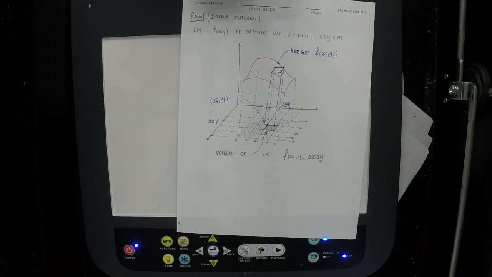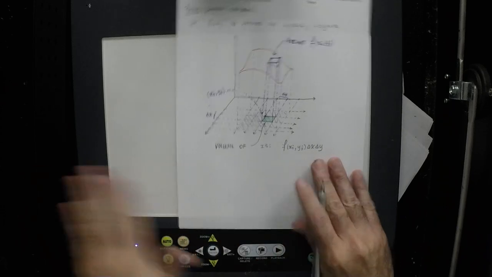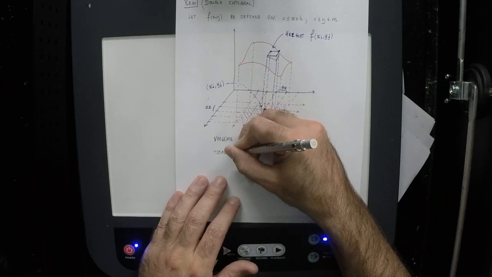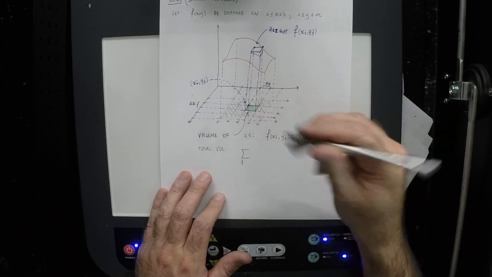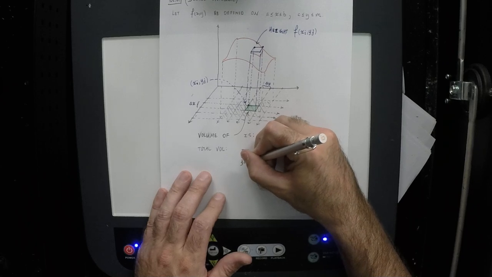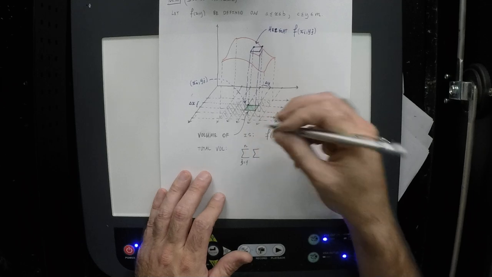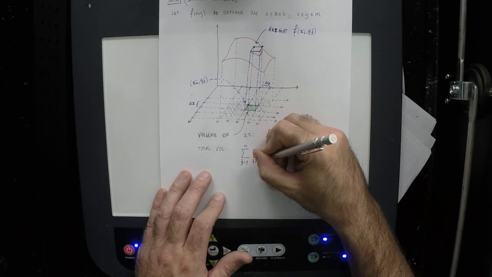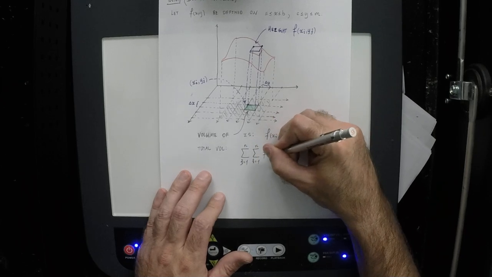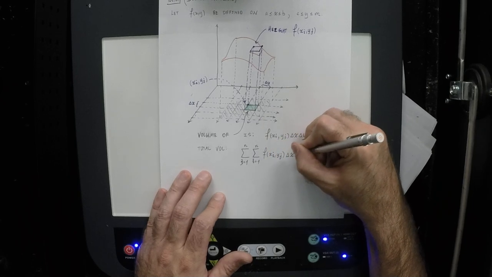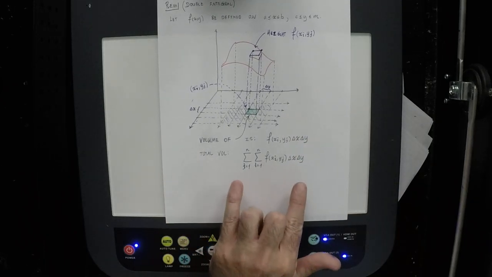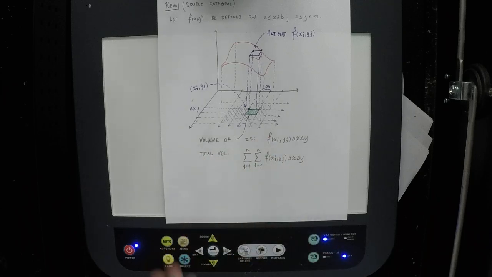There'd be 16 such boxes. We could add up the volume of the individual boxes to get an estimate for the volume under the surface. There'd be 16 of them. That total volume would be given by the sum over all of the y values, so from j is 1 to n, and the sum over all the possible x values, i is 1 to n, f of x_i, y_j, delta x, delta y. So that's a fancy way to say, in the picture anyway, all 16 of those boxes.